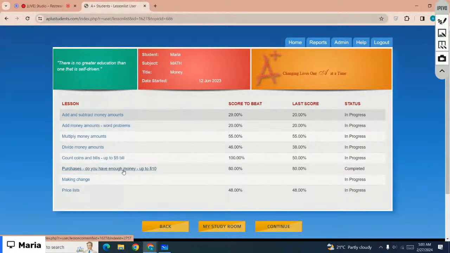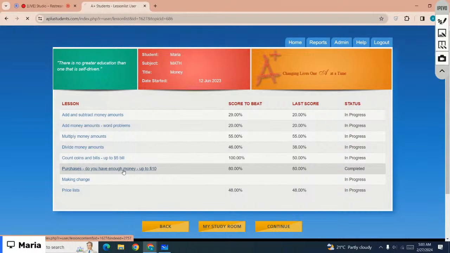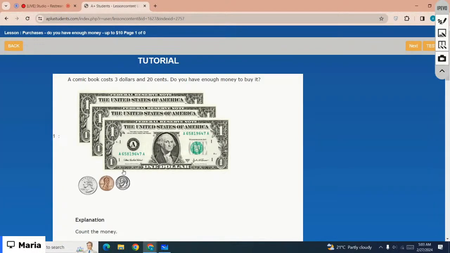Let's just start with the lesson, that is purchases. Do you have enough money up to $10, right? So let's just start with the first example, that is a comic book costs $3.20. Do you have enough money to buy it? So you are given some bills and coins, you need to count, like, is this enough money?